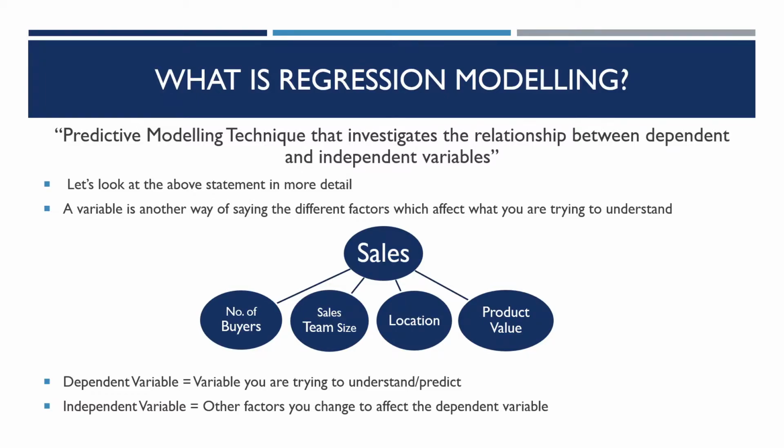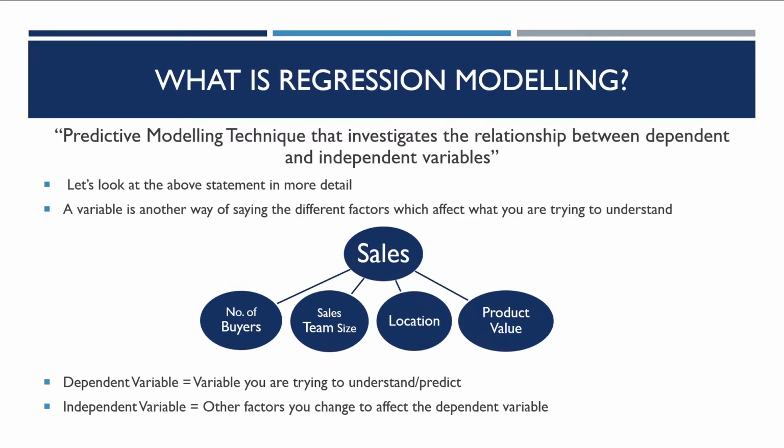And with these variables, we have two different types: dependent and independent variables. A dependent variable is the variable that you are trying to understand and predict. And this leads nicely onto what an independent variable is: these are the other factors that you would want to change to affect this dependent variable.